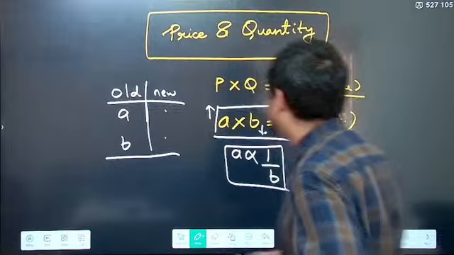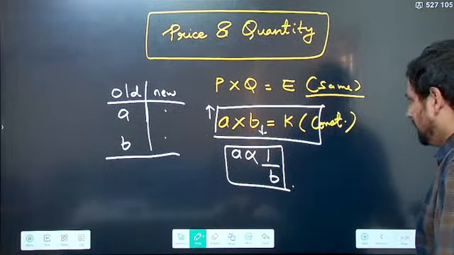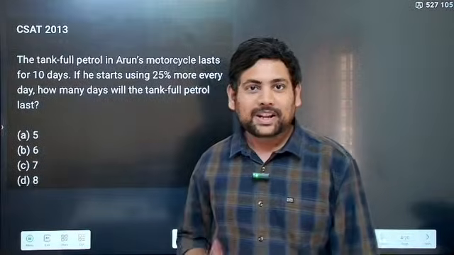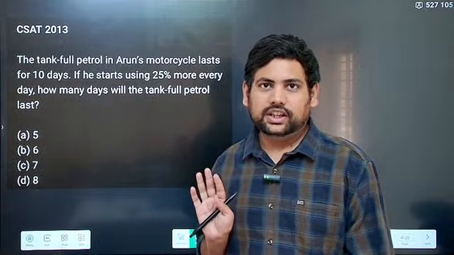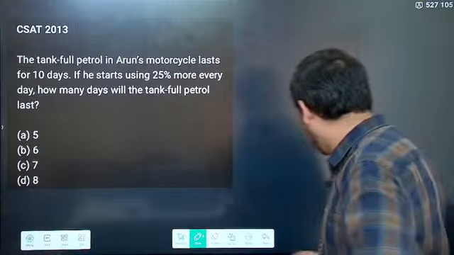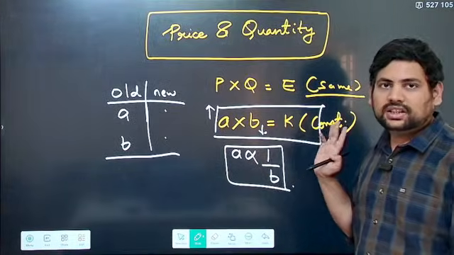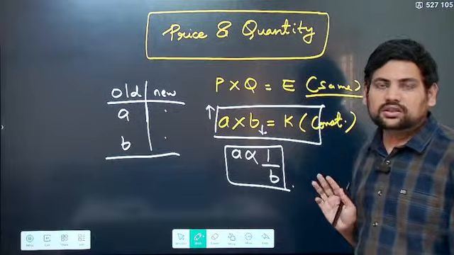Now if you get this, then let's see this question. This is not directly price and quantity. Just try to devise what may be A and B here such that they're equal to K, which is a constant.